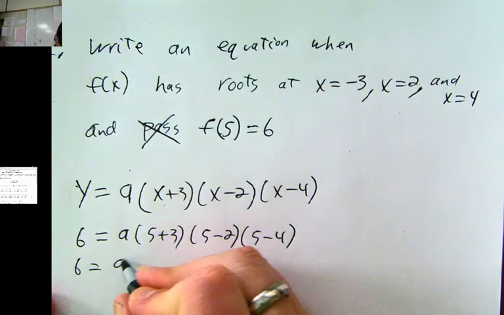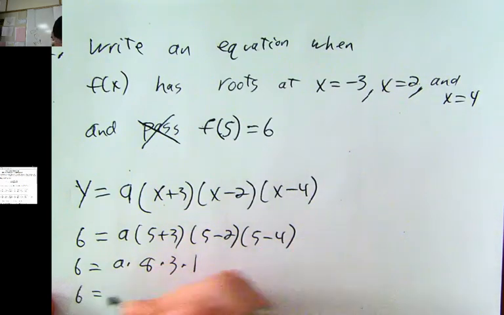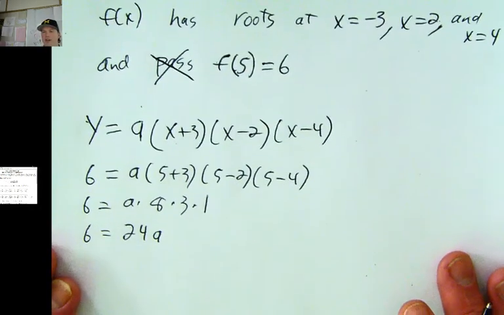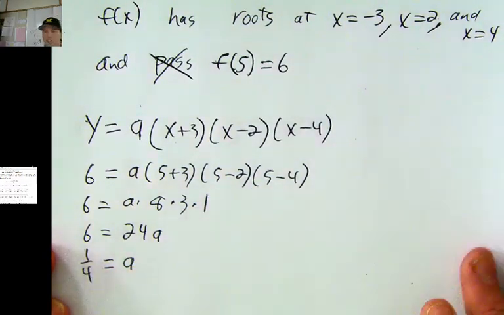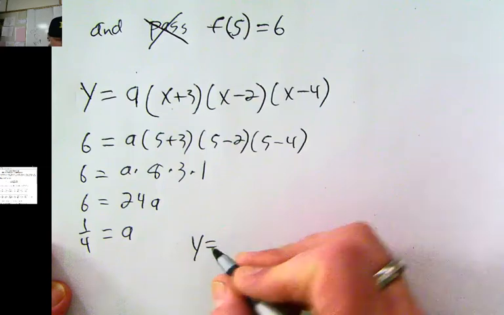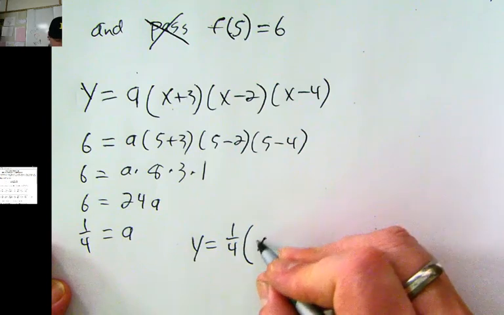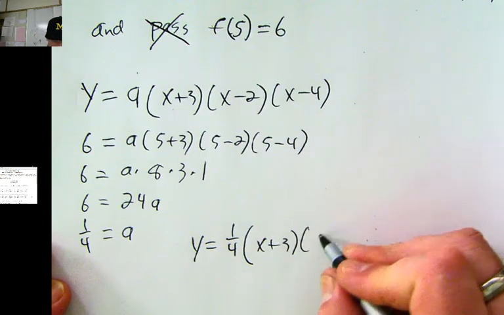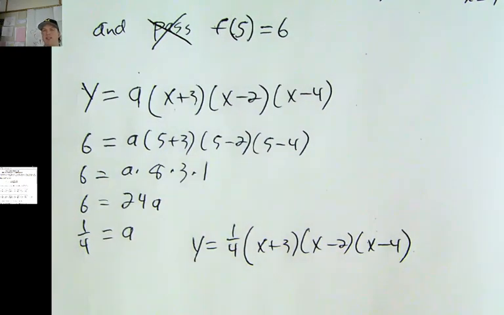This becomes a times 8 times 3 times 1. 8 times 3 times 1, that's 24. So I have 24a. And then to finish solving for a, you divide both sides by 24, and you end up getting an answer of a is equal to 1/4. That means that our final equation is y equals 1/4 times x plus 3, x minus 2, and x minus 4. Just like a factored form problem, it's just because there's more zeros, there's a little bit more meat to the problem.